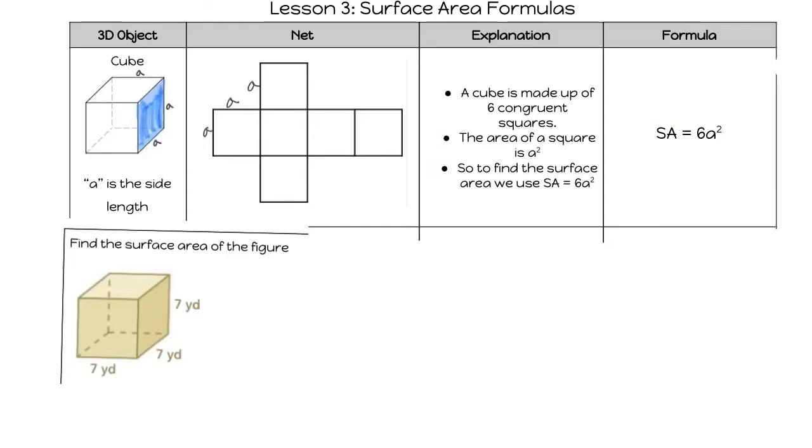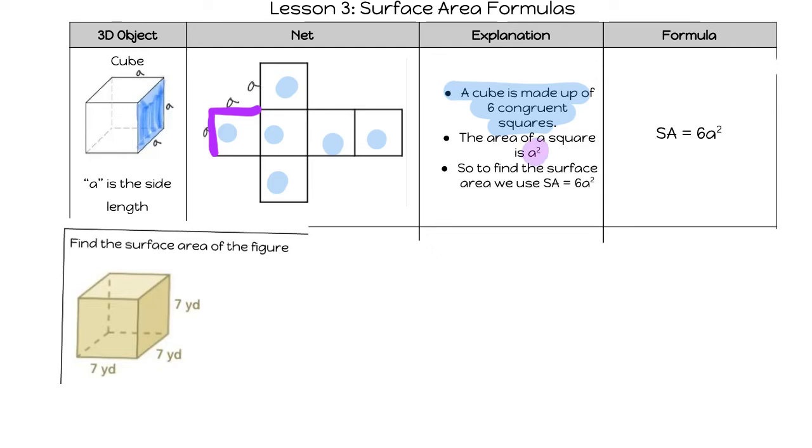So here we have a cube. And we've been over that. Its net is just 6 squares, and they're all the same size. And the area of a square is the side lengths multiplied together, or the side length squared.